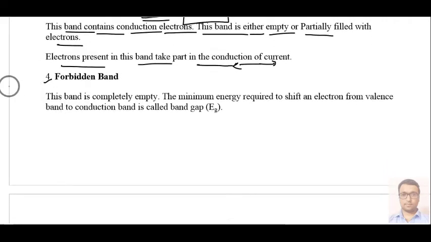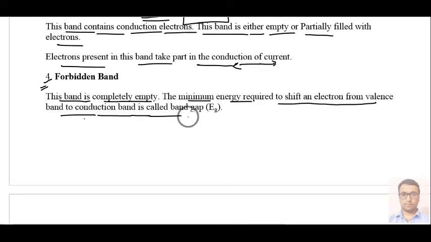After that we have forbidden energy band or forbidden gap. This band is completely empty, and the minimum energy required to shift an electron from valence band to conduction band is called energy gap. And this energy gap is nothing but your forbidden energy gap. This is basically the difference of energy levels between your valence band, that is EV, and conduction band. This gap is called forbidden energy gap, that is EG.